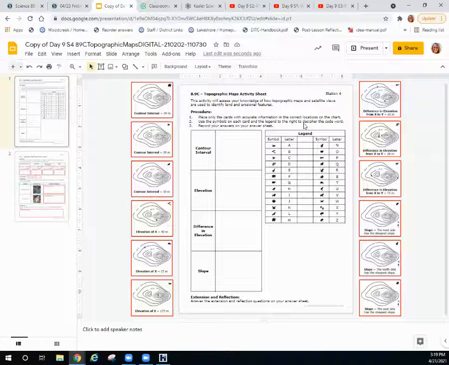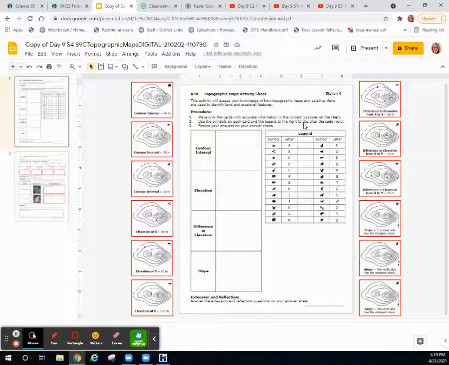So this is the assignment, and what we're going to do is assess our knowledge on how topographic maps and satellite views are used to identify land and erosional features. So we're going to place only the cards with accurate information in the correct location on the chart. We will then use the symbols on the correct cards and the legend to the right to decipher the code. So this assignment might take you a little bit more time because we need to look at each one of the cards outlined in red and determine if they are correct or not.